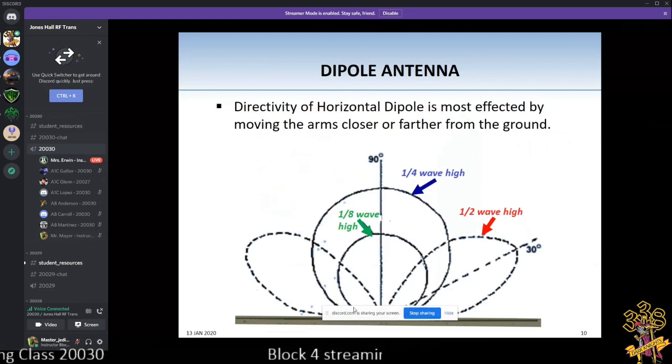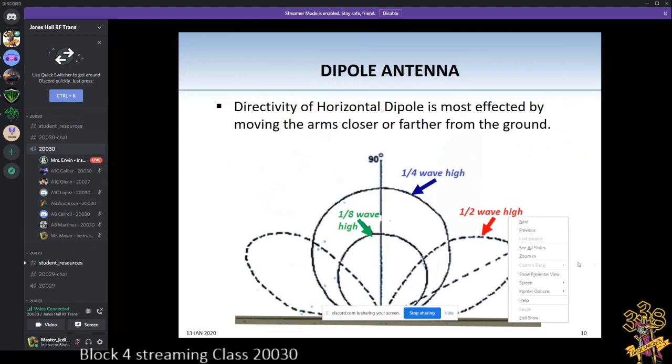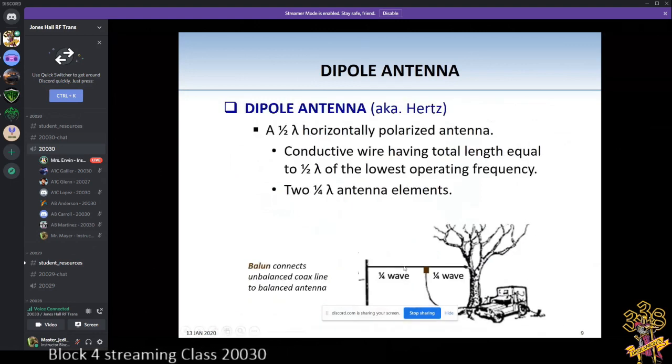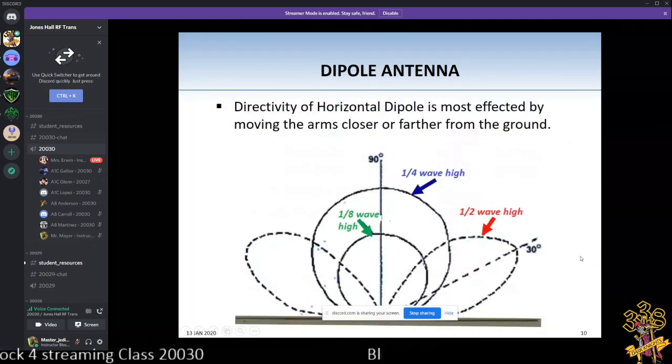Glenn? Airman Glenn, are you there? Yes, ma'am, I'm here. But what was the question again? How high above the ground would I have to put this antenna to make it a half wave from the ground up to the antenna? Lopez, can you help him out? I don't think Lopez has a mic. Oh. Anderson?